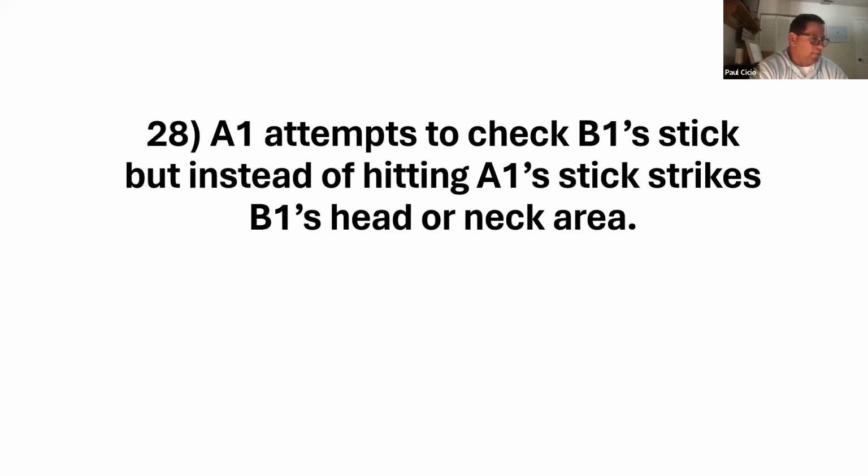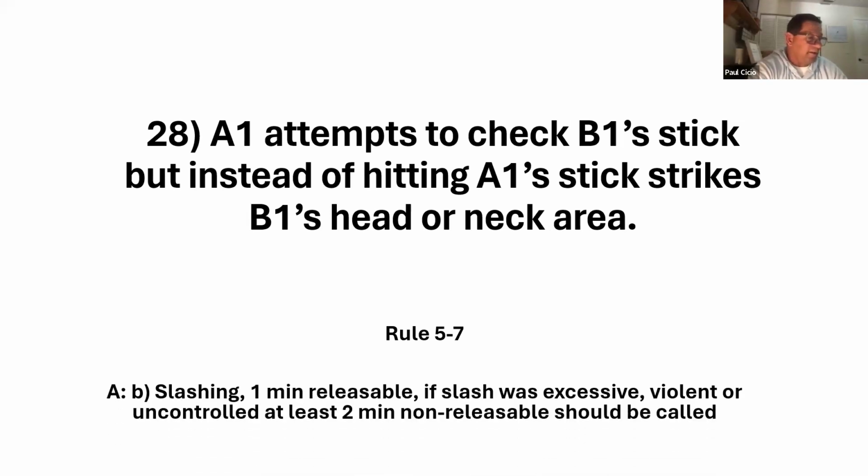28. A1 attempts to check B1's stick, but instead A1's stick strikes B1's head or neck area. That's a slash, 1 minute releasable. If the slash was excessive, violent, or uncontrolled, 2 minutes. I know some areas of the state are calling slashes to the head 2 minutes non-releasable, but a slash to the head is a slash to the head, really basic. If he comes from behind like Johnny Appleseed and it's a violent hit, then you have to use common sense, and you can put him in for 2 minutes.